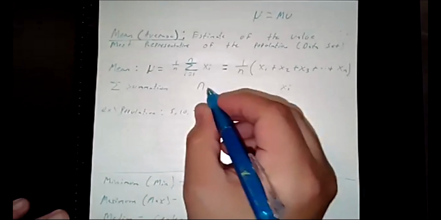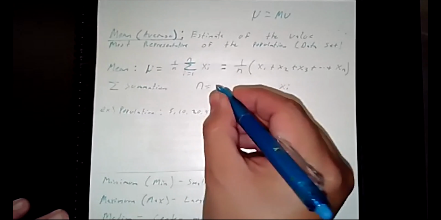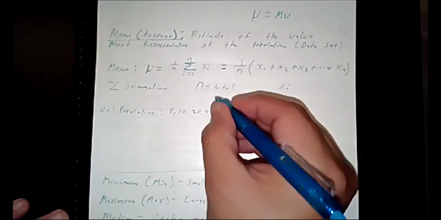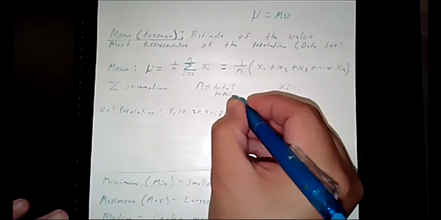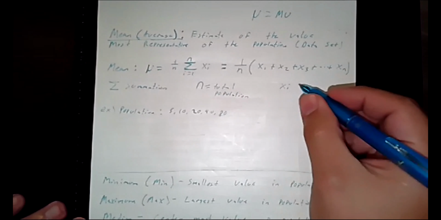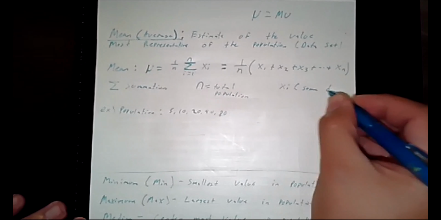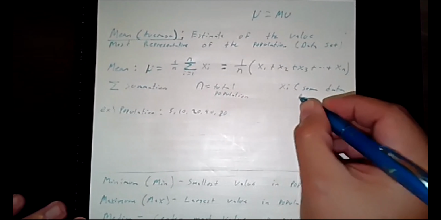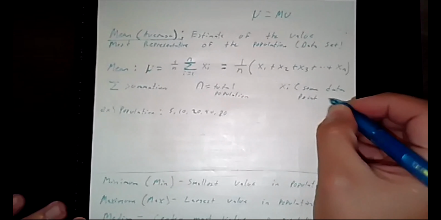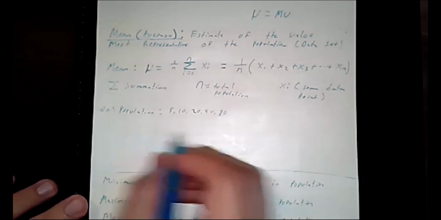N is the total population, just the number of elements. Xi is just a specific data point, some data point or element.